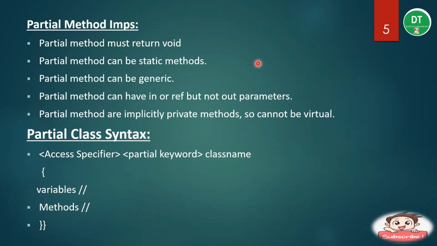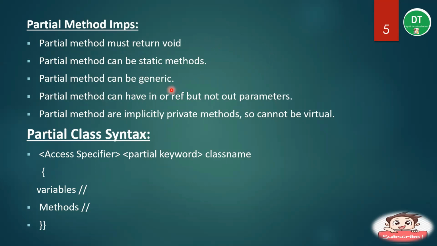Some important points related to partial methods are discussed here. What are those important points? We'll discuss them one by one. Partial method must return void. Partial method can be a static method, and partial method can be generic. Return type of the partial method will always be void, and the partial method can be static or instance. We can have a partial method which is static, and we can have a partial method which is an instance method. An instance method is a method which we can call by using the object of the class.